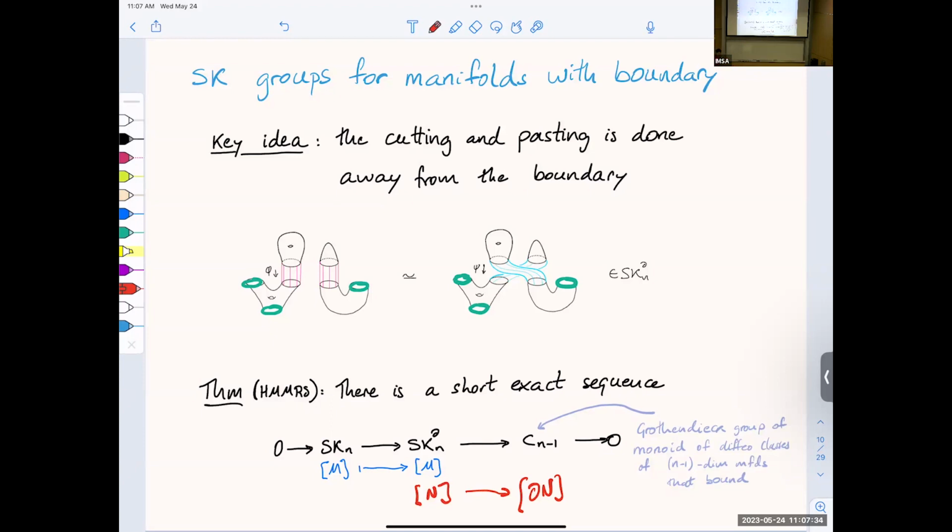And what is it? Well, it's a Grothendieck group of a monoid of diffeomorphism classes of n-1 dimensional manifolds that bound. And that bound is because you're expecting these to be the boundaries of manifolds that came from here. So those manifolds bound, and you're just taking that Grothendieck group. It's a free group, so that exact sequence actually splits, which is nice. Okay, so that's how we are relating the classical version with our cut and paste group with boundary.